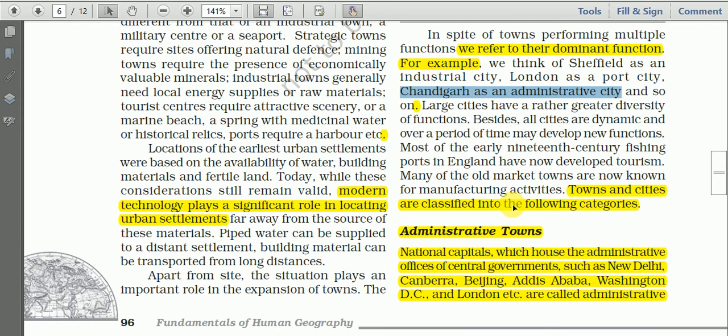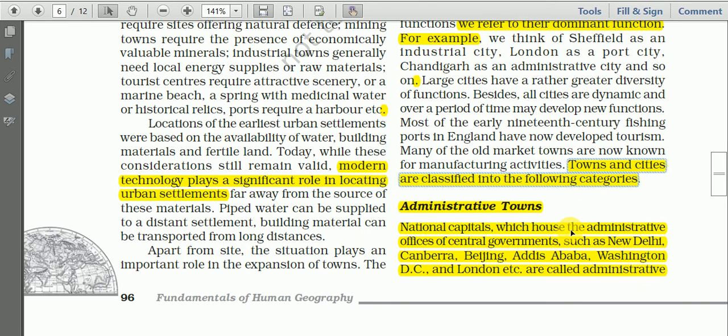And see, towns and cities. Towns and cities in the world are classified into the following categories based on function. In other words, the functional classification of towns is given here. So the first important type of town based on function is the administrative town.